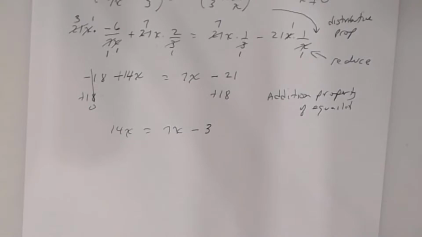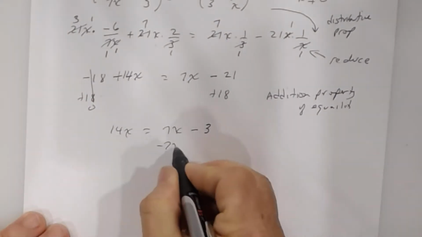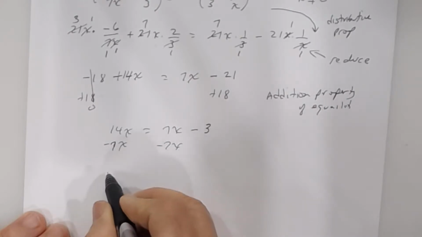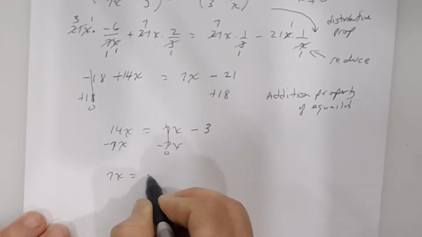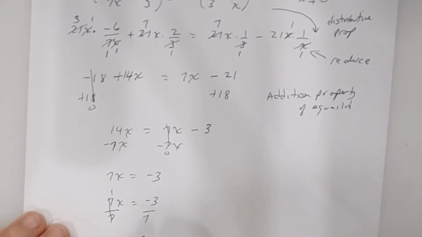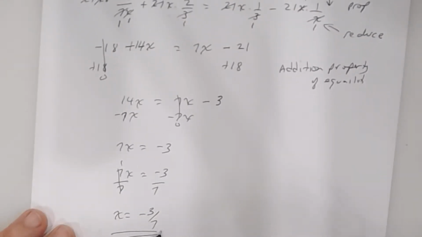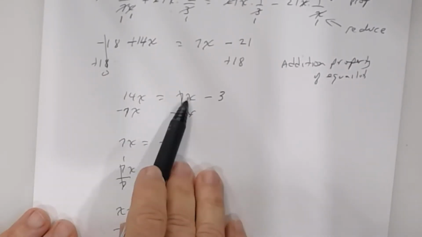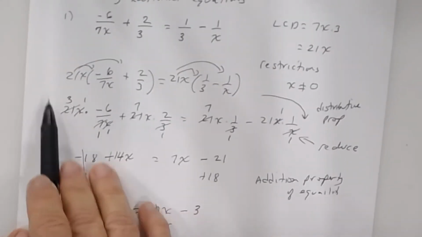One more, actually two more steps and you're done. Now we're going to bring the variables to the left-hand side. Subtract 7x. So that's 14x minus 7x. Equal? One more step and you're done. What's my solution? So x equal? Negative 3 sevenths. So negative 3 sevenths is a solution to this equation, and to each of the equivalent equations, and so on.